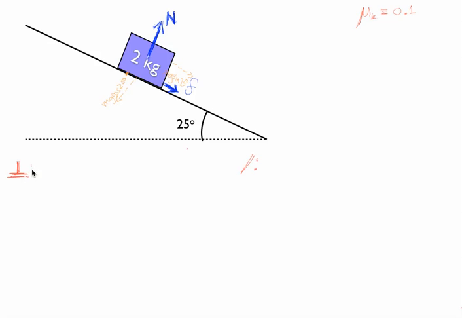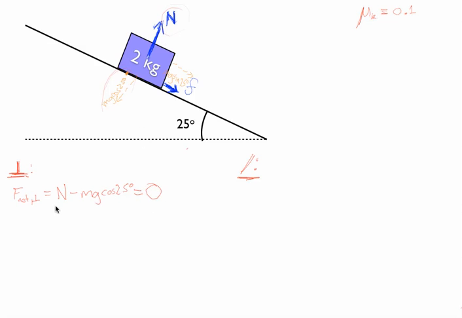Okay, in the perpendicular direction, the only forces that we have are the normal force and this component of gravity. So F net in the perpendicular direction is equal to the normal force minus mg cosine 25 degrees. Okay. And for the same reasons as last time, we know there's no acceleration in this direction. The normal force gets as big as it needs to get to stop the block sinking into the surface, but it doesn't get so big that it's going to bounce off. So there's no acceleration in this direction.